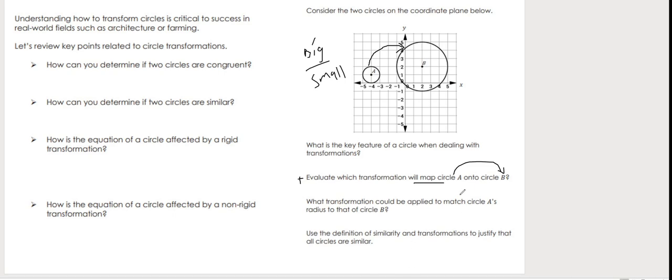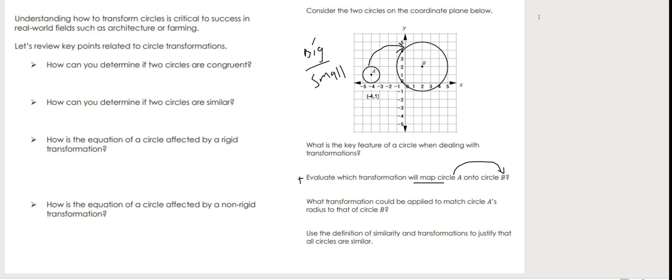So what will map this? Well, let's take a look at this. We're going to look at the center, and notice the location of the center in this case. I'm just going to go ahead and type it here. The center is located at (-4, 1). This is where the center is of circle A.